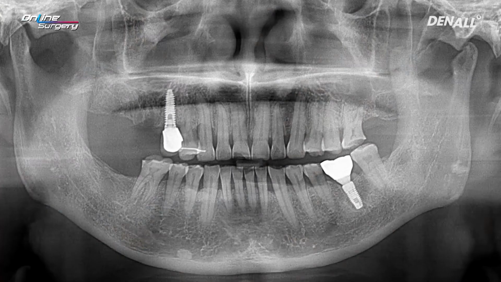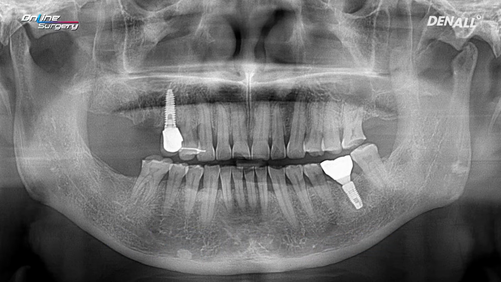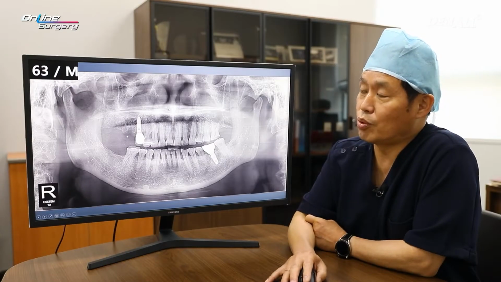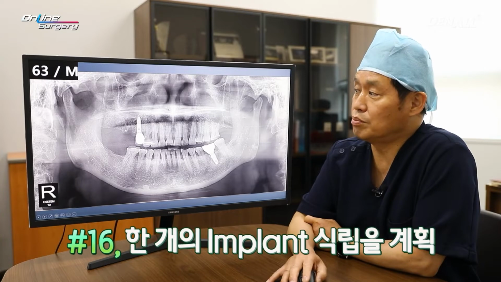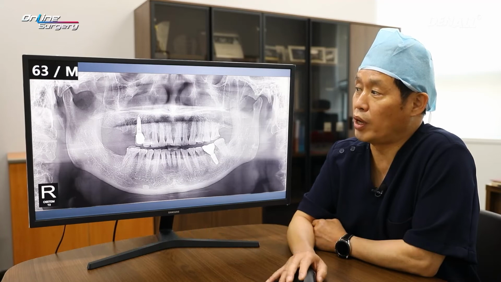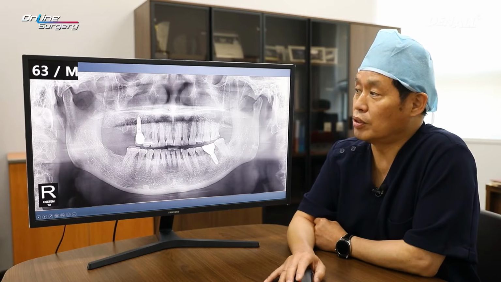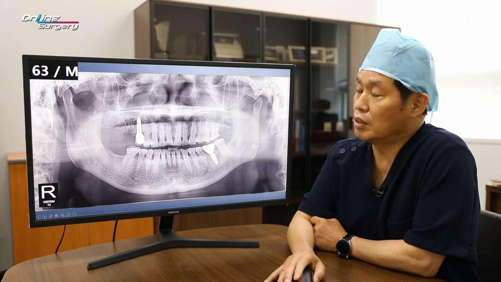63-year-old male patient. Upper 16 and 17 are missing. As you can see in the lower, the patient only has teeth up until number 6. The patient did not really want 2 implants in the upper and just wanted 1 implant, so we decided to place just 1 implant in number 16. The patient does not have any systemic disease apart from a bit of hypertension, so there is no particular issue. Due to economic and other reasons, the patient just wanted 1 implant, and that became our plan.